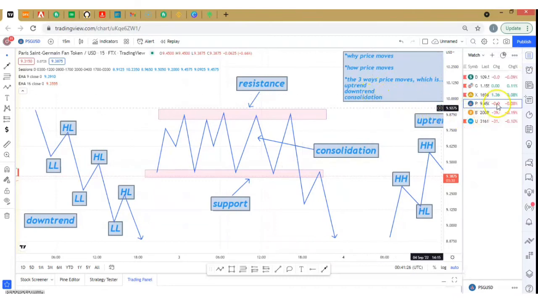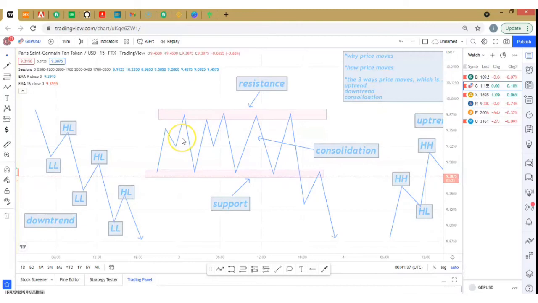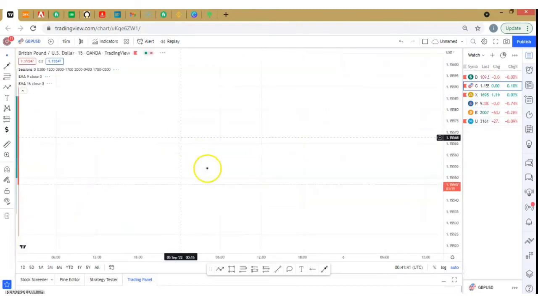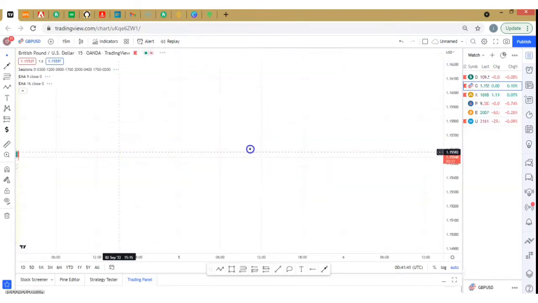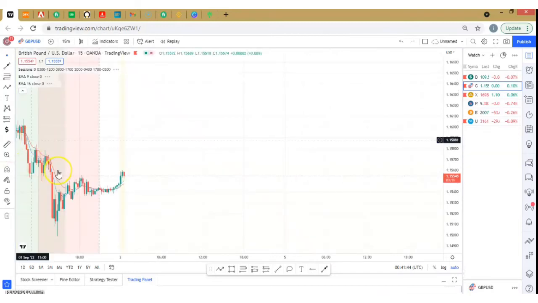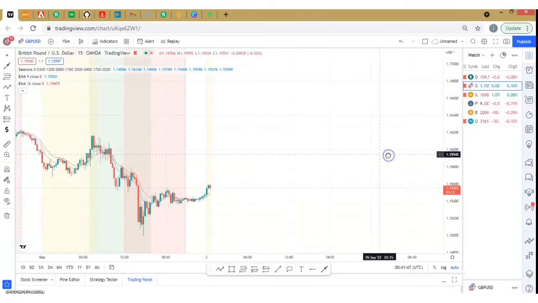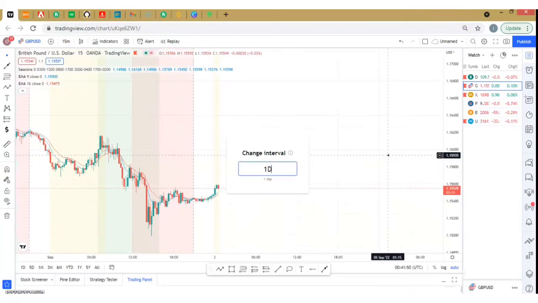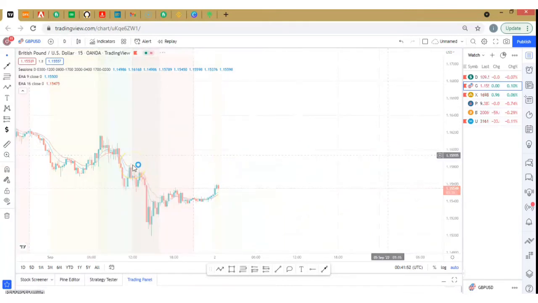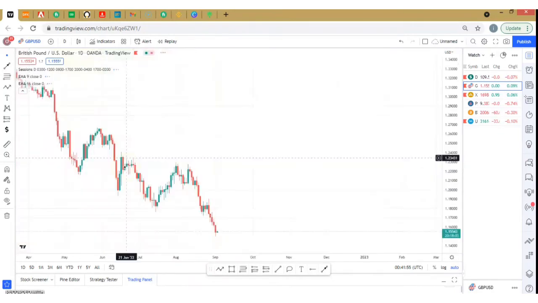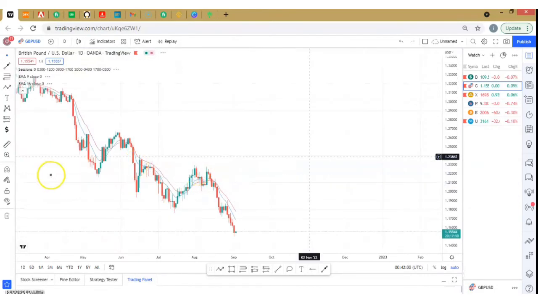So now I'll go to the daily to show you how this thing really moves. Go to the daily to show you the downtrend. Bitcoin is loading a bit. My network is a bit sneaky, so let's just bear with me. Let's do it. You know what I mean?